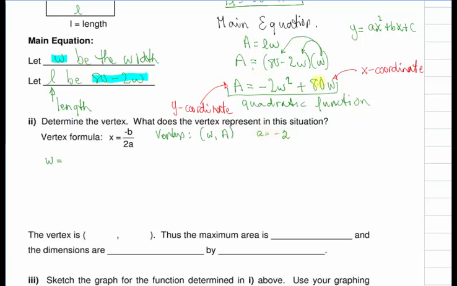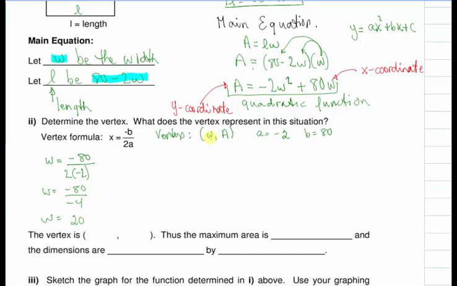And your B constant is 80. So we're going to plug those numbers into our formula. So the width is going to be equal to -b, so -80, over 2 times A, so in our case 2 times -2. So when we simplify, we're going to get -80 over -4, and so W is equal to 20. So that tells us that the width of our rectangular lot is 20 meters.